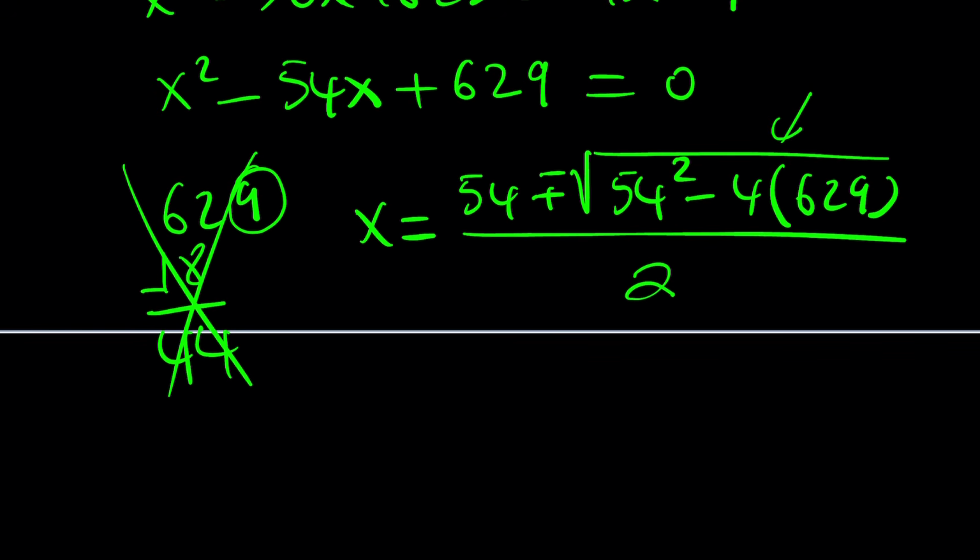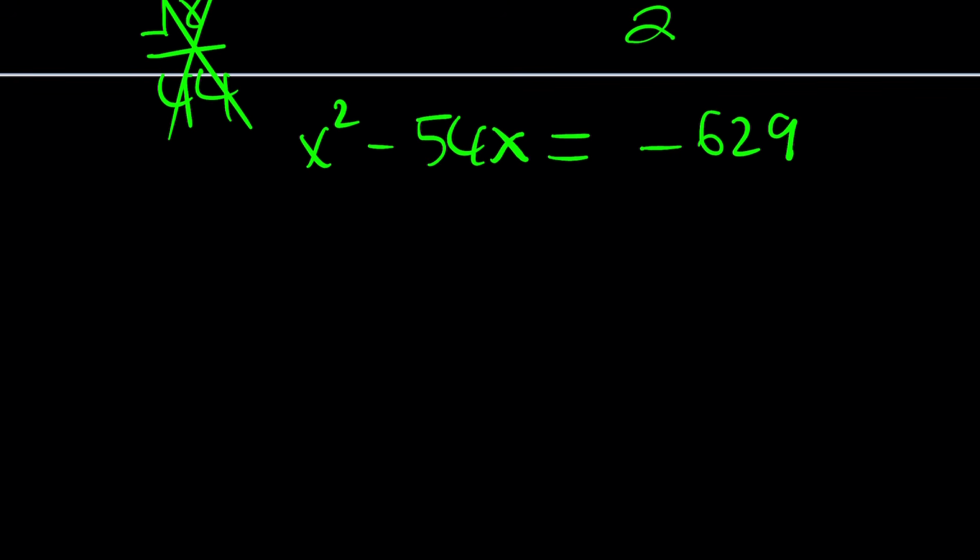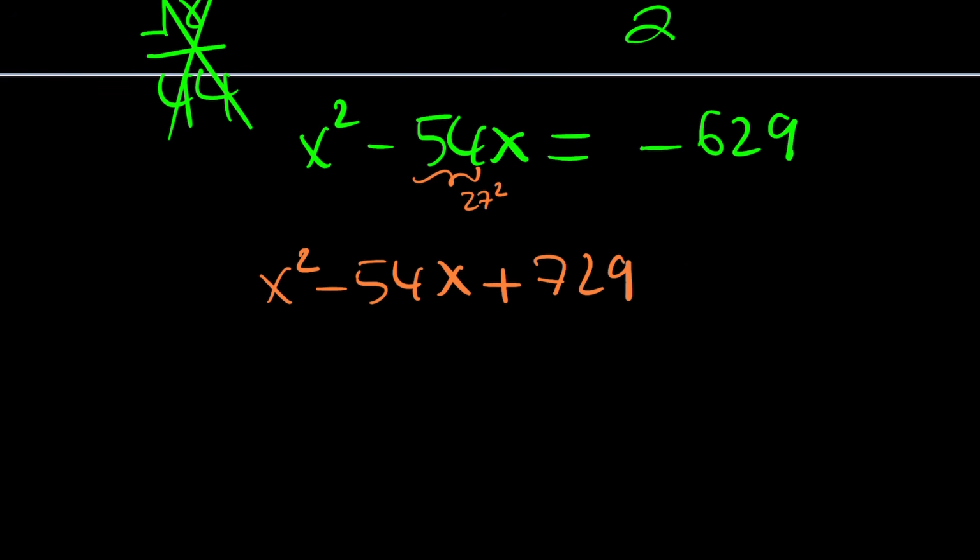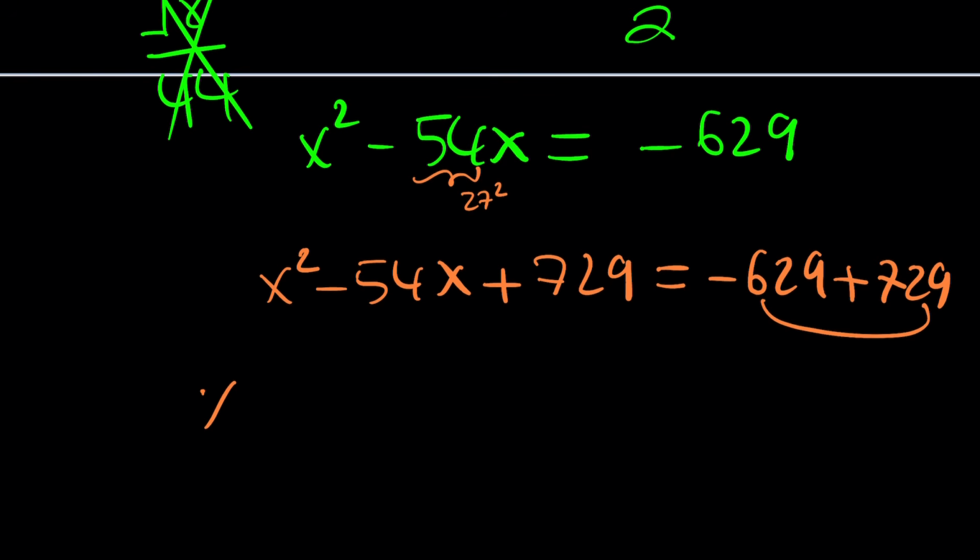Maybe try completing the square. Let's go ahead and try completing the square. I'm going to subtract 629 from both sides. And then we'll get lucky, maybe. Now, to complete the square, I need to consider half of 54 and then square it, which is going to be 27 squared. That's the number I need to add to both sides. And what is 27 squared? It is 729. And when you add 729 on the right-hand side, boom, you get 100, which is a perfect square.